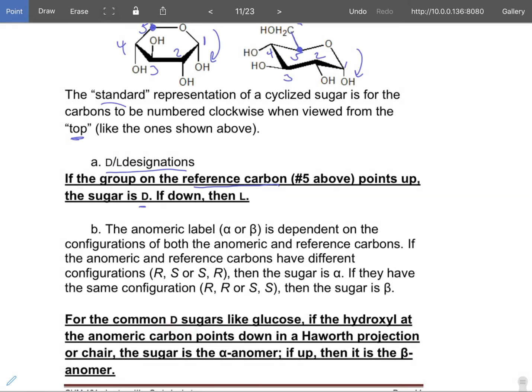So if we're talking about common D sugars, like glucose, if the hydroxyl group at the anomeric carbon points down in this Haworth projection or chair, then it's the alpha anomer, right? If it's pointing up, it's the beta anomer. And that's what we had seen before when we cyclized those sugars. Again, this is all assuming that we're looking at the standard representation. So if the sugar's upside down, we have to think about that definition and how to look at that.